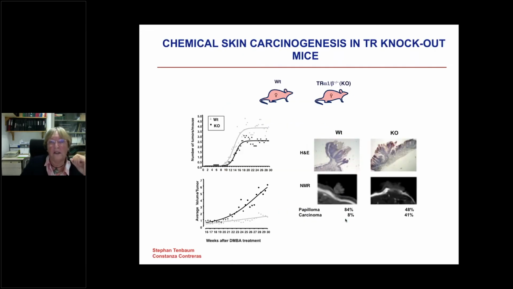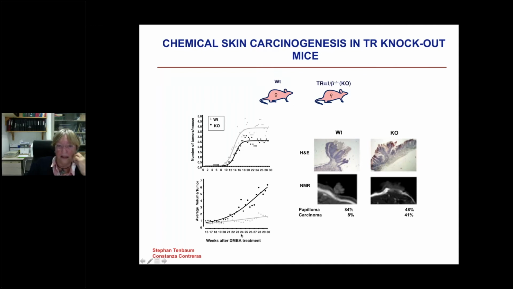And to test this, we conducted these protocols in wild-type animals and in knockout mice for the thyroid hormone receptors. And surprisingly, we could observe that these animals develop fewer tumors. In other studies, we could define that this reduced formation of tumors is probably due to the fact that the thyroid hormone receptors are required for normal proliferation of keratinocytes, and also for the mobilization of the skin stem cells that are necessary for the initiation of these tumors.